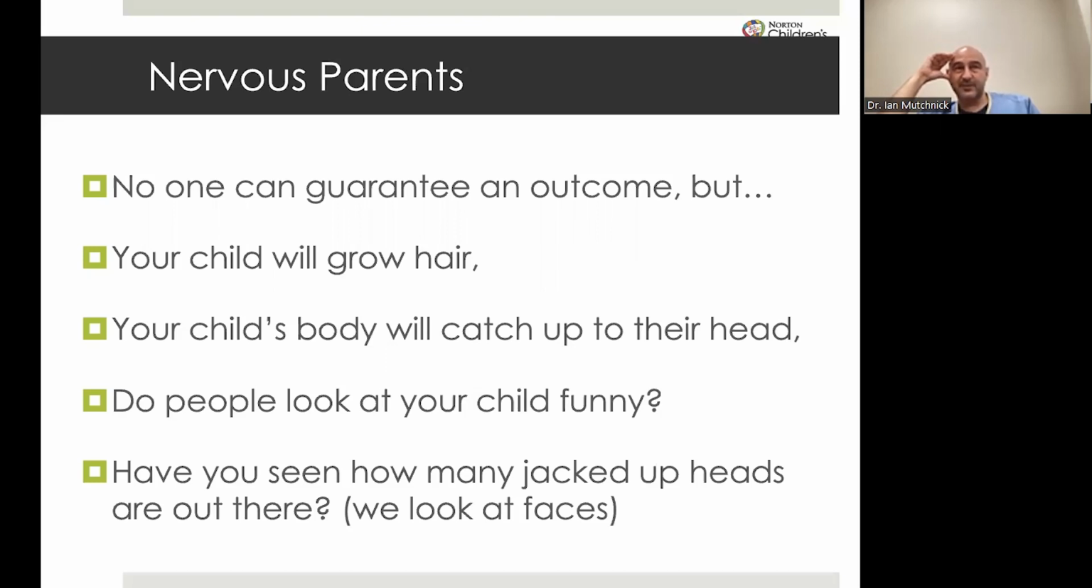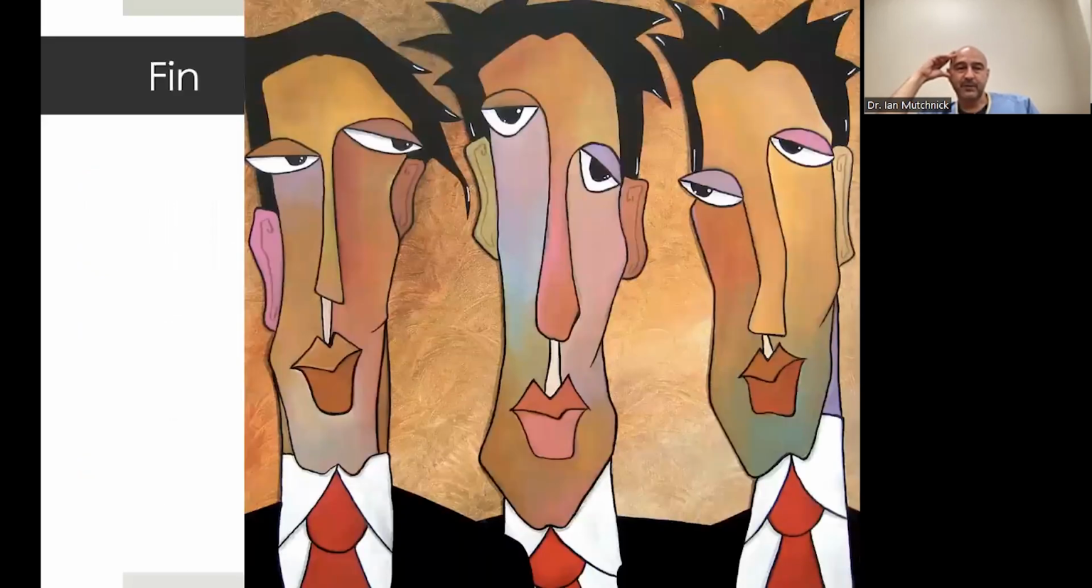Another thing I tell parents is just walk around and look at how many jacked up head shapes there are out there. I mean, there are plenty of people who don't have a lot of hair, myself included. I've got pretty prominent coronal ridging, and heads are not smooth and round. And by and large, we don't care. As long as their face is normal, we're okay.